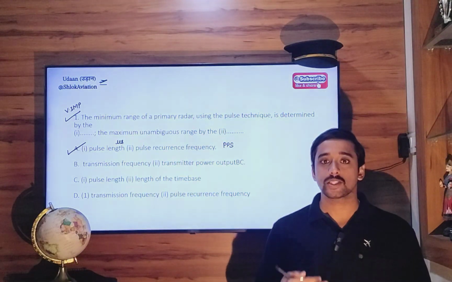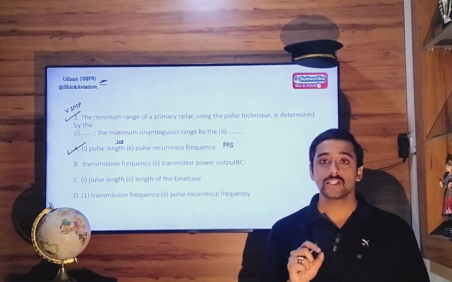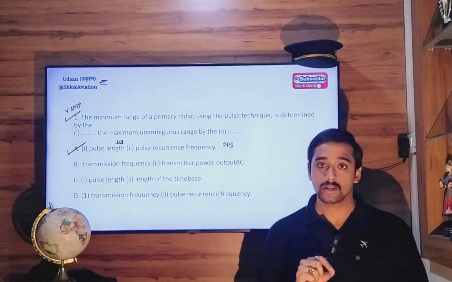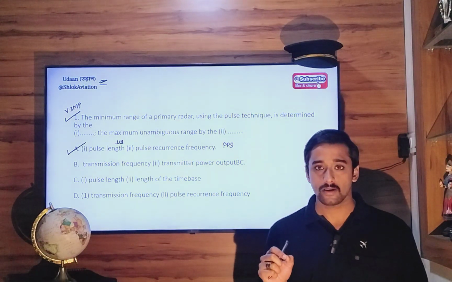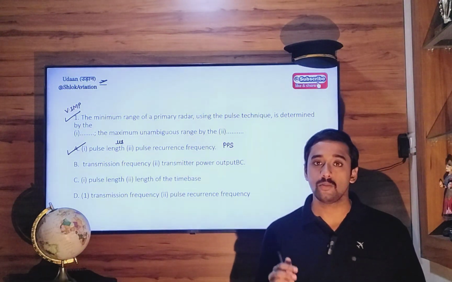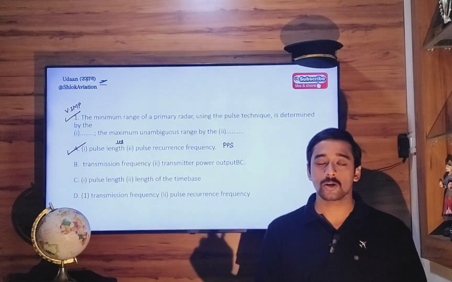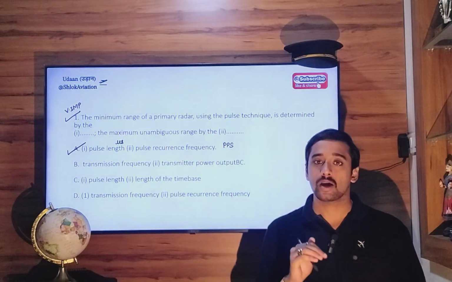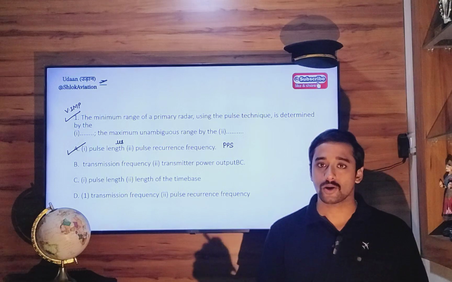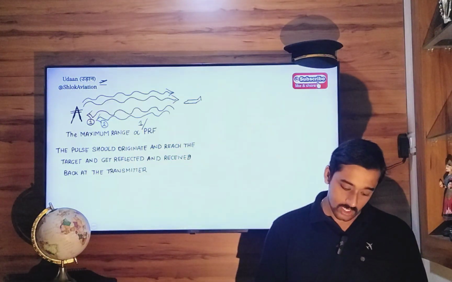I have explained this concept in one video lecture in which I have marked important points from the radar theory chapter, or basic radar principles chapter, from the Oxford Radio Nav book. So do watch that lecture also. I marked the important points from that chapter, and while marking them, I have also explained the concepts. Let's go to question number 2.